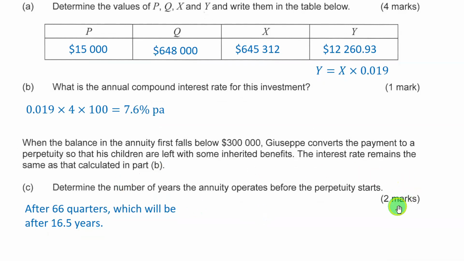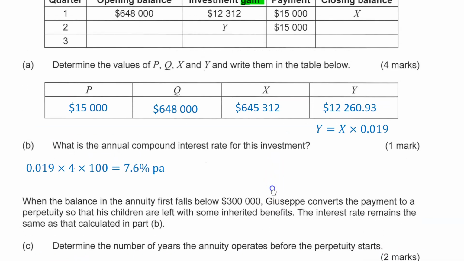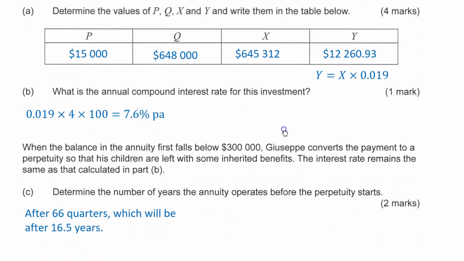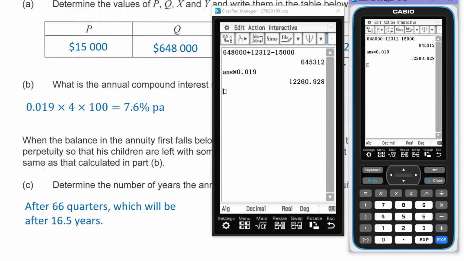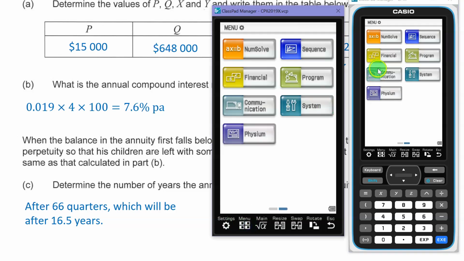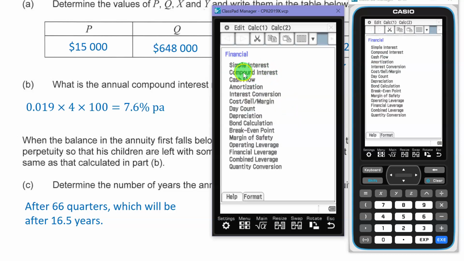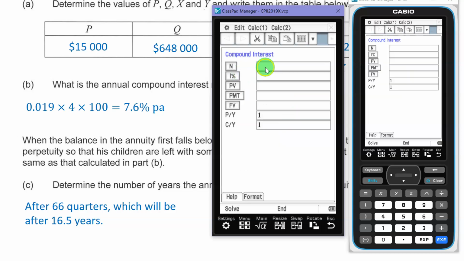Now, it's only 2 marks, so we really don't need to show any working on this one. We could again use the recursive rule that they gave us in the question, or I'm going to opt here for using finance to do this one because it might be just a little bit quicker. So here we go. I'm going into the financial app. It's a compound interest problem. N is what I want to find. The annual interest rate is 7.6.